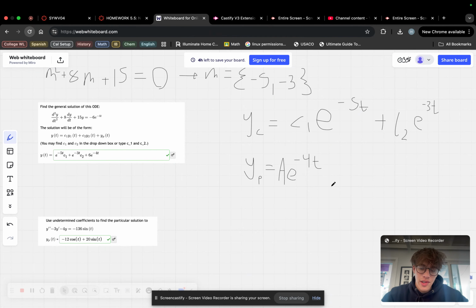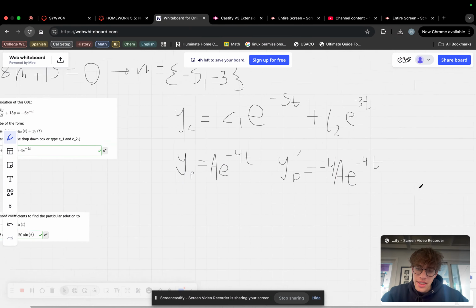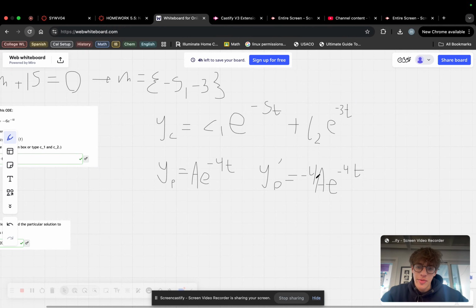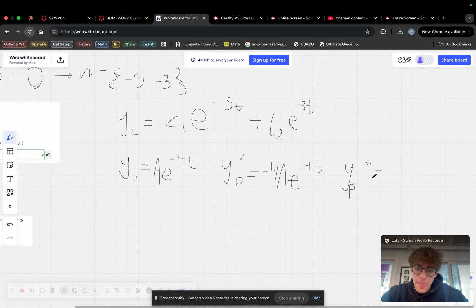The first derivative, by the chain rule, is the derivative of the exponent times the normal, so -4a e to the -4t. And then for the second derivative, same process, chain rule again, and it multiplies by this -4, so we get +16. So y_p double prime is 16a e to the -4t.